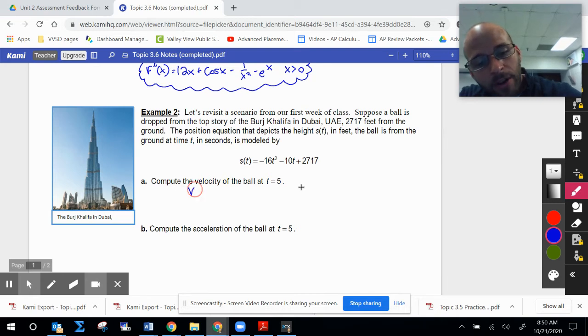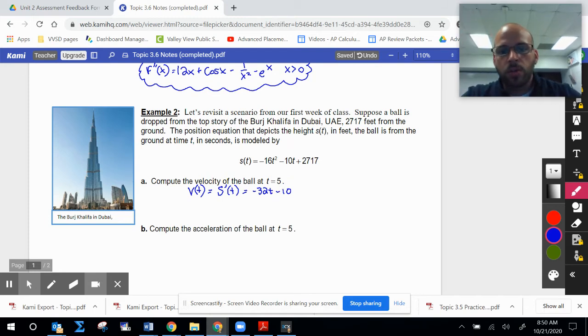So my velocity function is going to be the derivative of position, right? If I take the derivative, just doing a little power rule here, I'd get negative 32t minus 10. The derivative of 2,717 is just 0, you don't really need to write the 0. So if I want to know the velocity at 5, then I just want the derivative of position at 5.